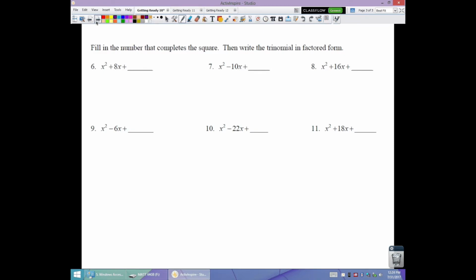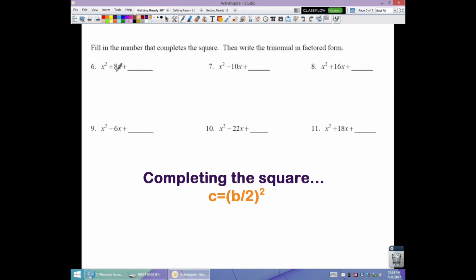All right, so let's complete the square without pictures. So we have to fill in this blank. What would that third term be? And then also write it in factored form. So 2 answers for each of these. Now to get that number, we chop the middle term in half. So 8 divided by 2 is 4, and then square it, which is 16. So I got that by 8 divided by 2 squared.